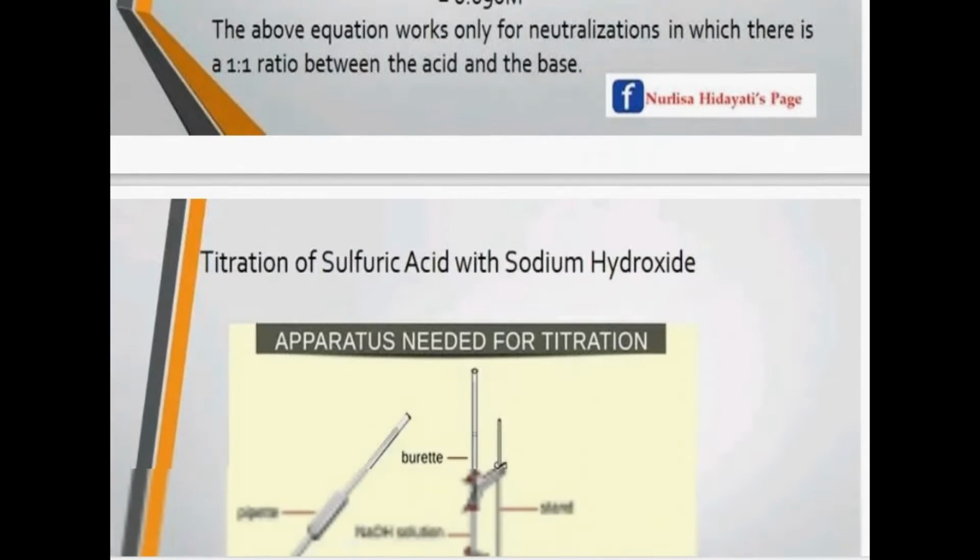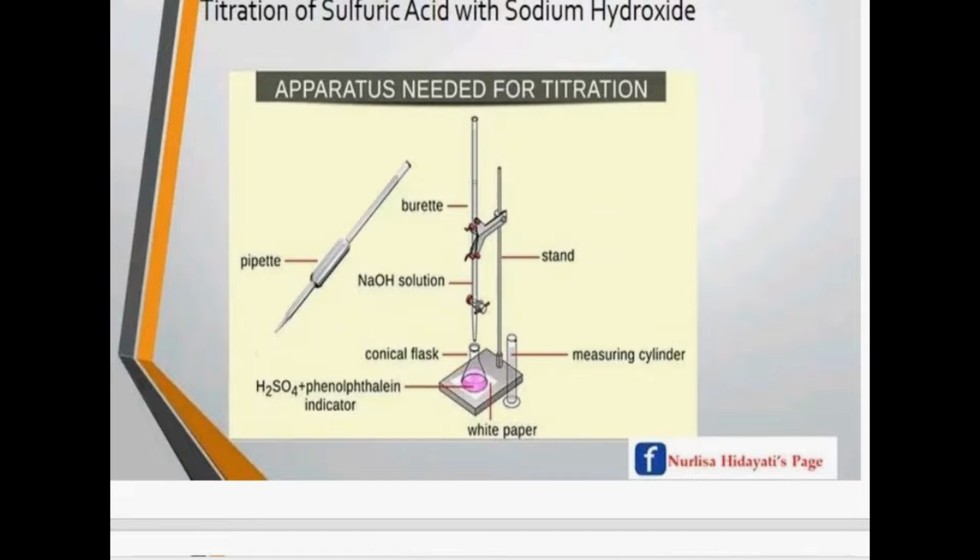Let's have this part, which is the titration of sulfuric acid with sodium hydroxide solution. The apparatus you need for every titration experiment is very simple. You are going to need a pipette to pick known volumes of the stock. You are going to need, let's say, sodium hydroxide solution, in the case of sodium hydroxide and sulfuric acid. So here, this one is the stock or the standard solution. Then this one is the unknown.